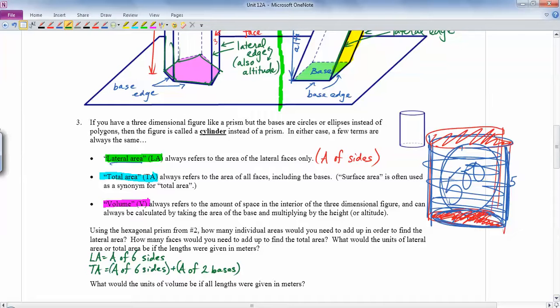Right, the top and the bottom. So this one would be 8 total areas. So this one requires 8. This one requires 6. Just for this example, right?